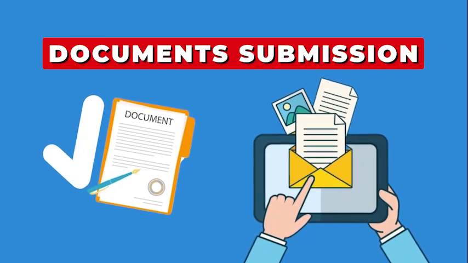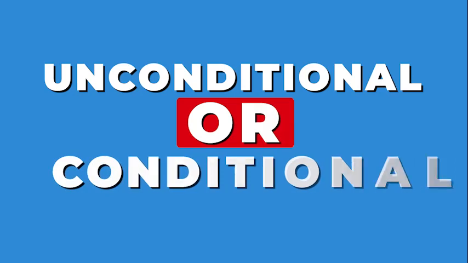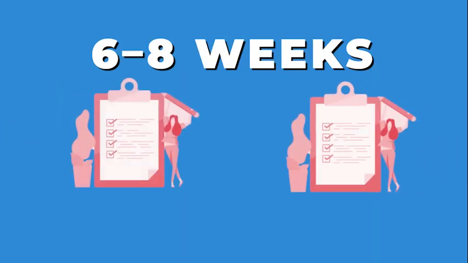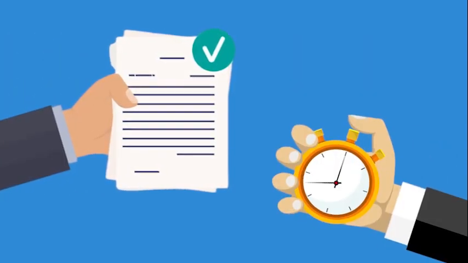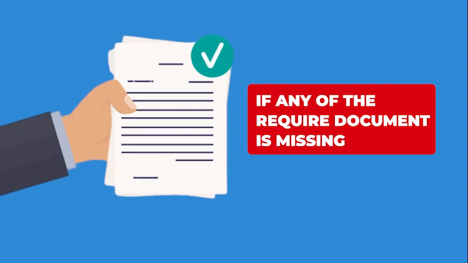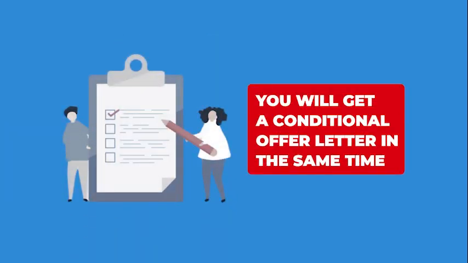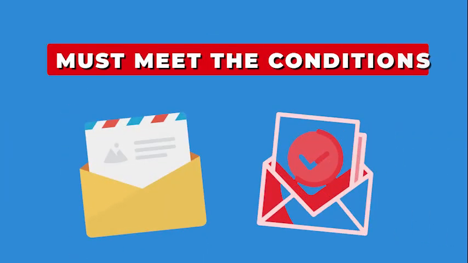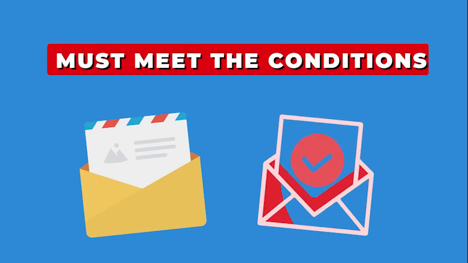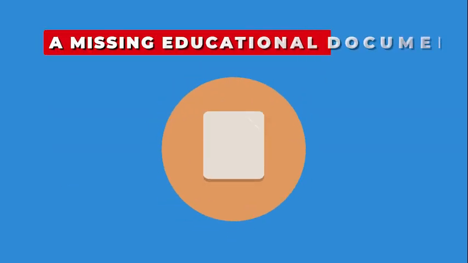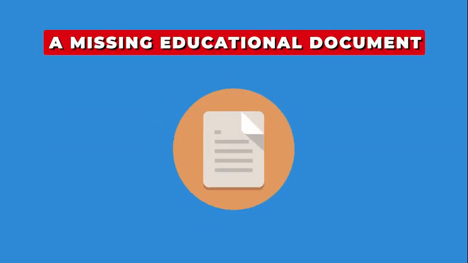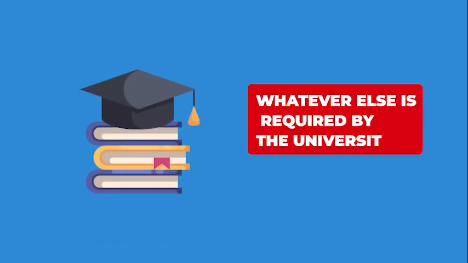As per the document checklist, unconditional or conditional offer letter: it takes around 6 to 8 weeks for the unconditional offer letter to be released if all the required documents have been submitted on time. If any of the required documents is missing, you will get a conditional offer letter in the same time. You must meet the conditions to get the unconditional letter. One must meet all the required conditions, for example, IELTS or any other language proficiency letter, a missing educational document, etc., or whatever else is required by the university.